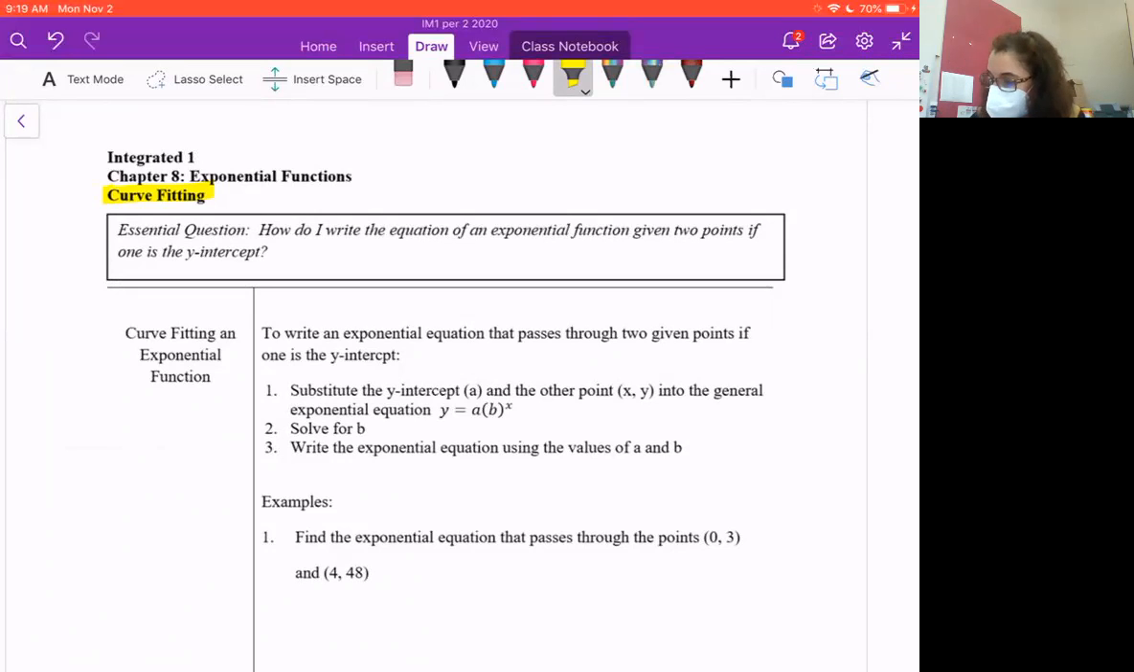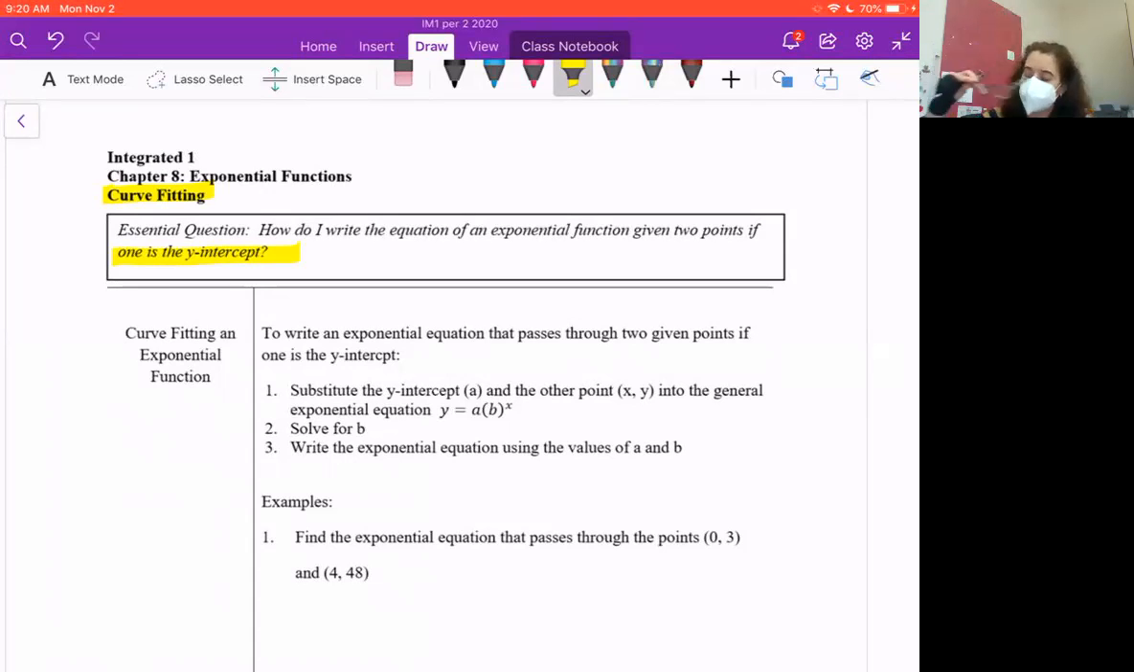On today's lesson, one of the 2 points will be the y-intercept. So if I give you the y-intercept and one other point, can we figure out what the equation is? What this involves is figuring out what the value of b is, because b is the growth factor. There are 2 pieces to every exponential: the y-intercept, or the starting value if it's a word problem, and the growth factor, the b, the one that's the base and has the exponent on it. So we need both of those things in order to write the exponential equation.